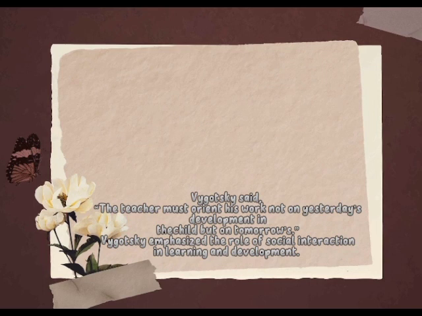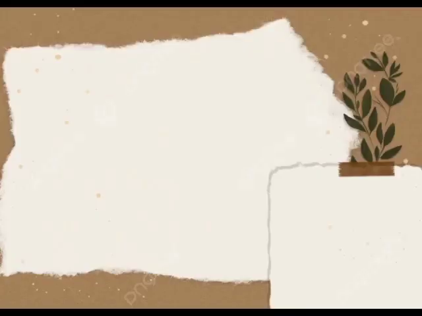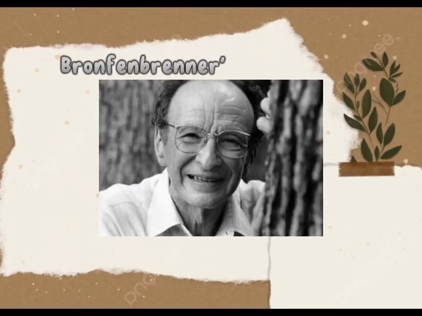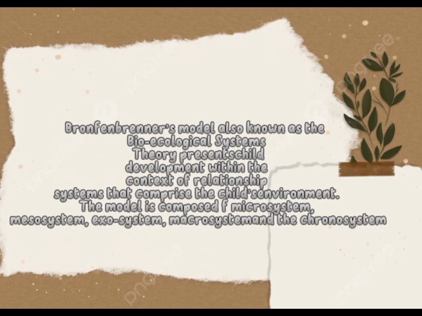This higher level of performance then eventually becomes the learner's actual performance when he works independently in the future. His concept of zone of proximal development or ZPD illustrates this. Let's move to Bronfenbrenner's ecological or bioecological systems theory. It presents child development within the context of the relationship systems that comprise the child's environment. The model is composed of the microsystem, mesosystem, exosystem, and chronosystem.